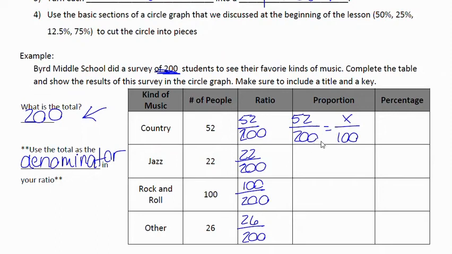That's fine too. So I can either divide by 2 to divide 200 into 100, or I can do the butterfly method and do 200x is equal to 5,200, divide by 200 on both sides, and I get x is equal to 26%.